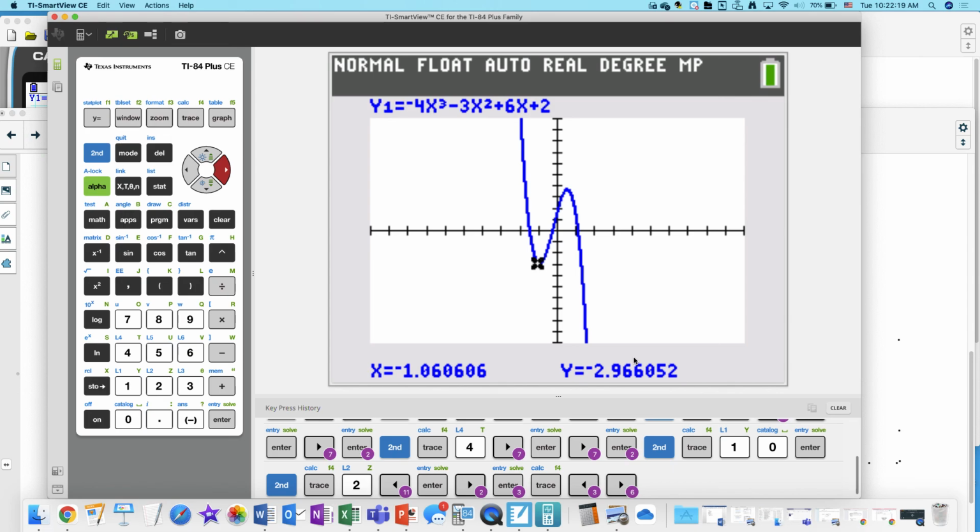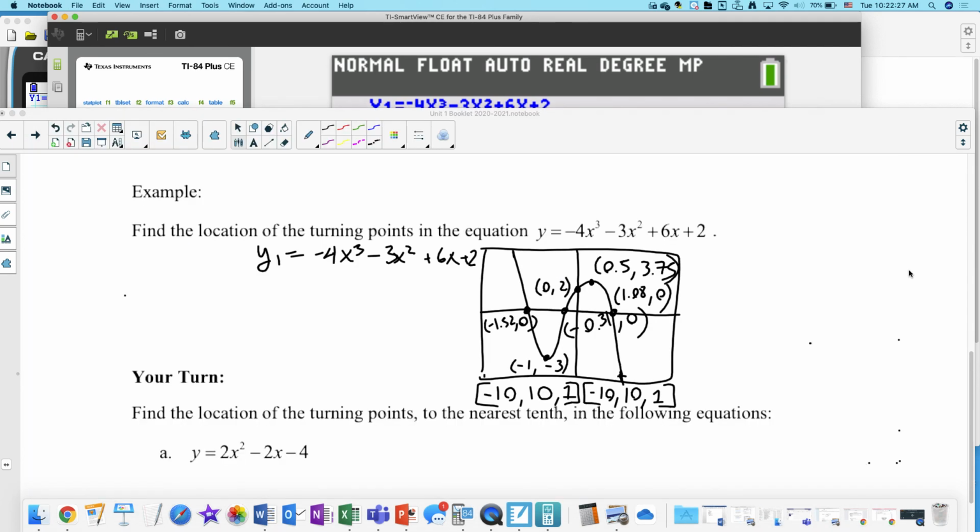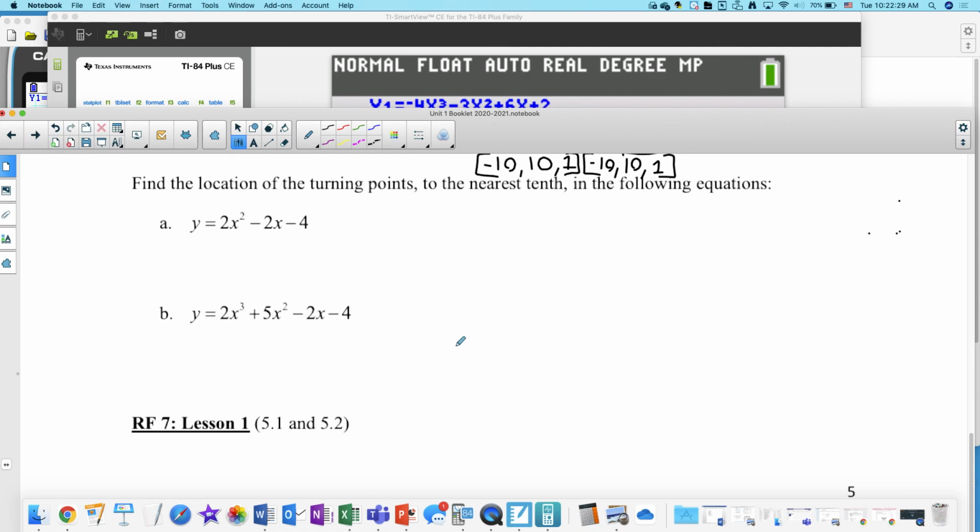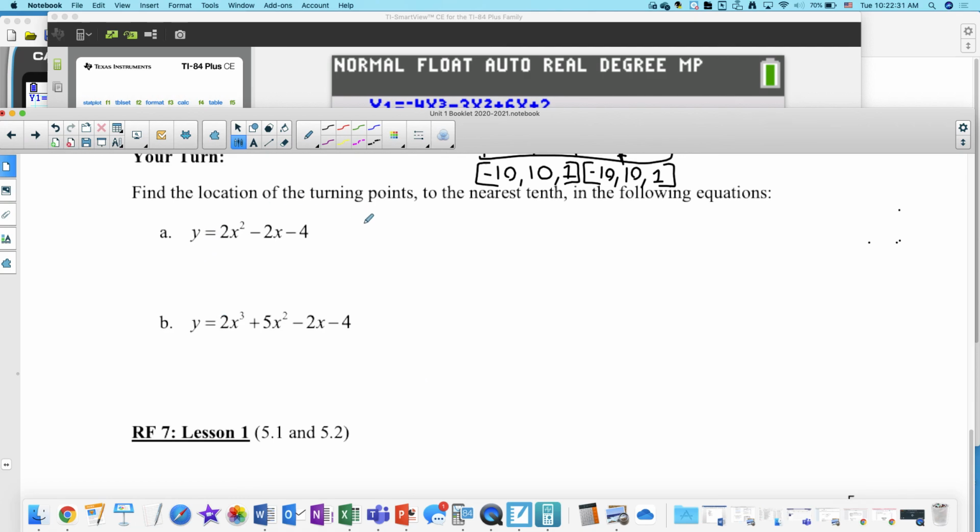All right, so I am going to end off today. What I'd like you guys to do is, for homework, try these two on your graphing calculator. See if you can find the X-intercepts as well. Okay? Now, actually, so I'm going to sign off and end the video. We're going to start actually talking about polynomial functions tomorrow.